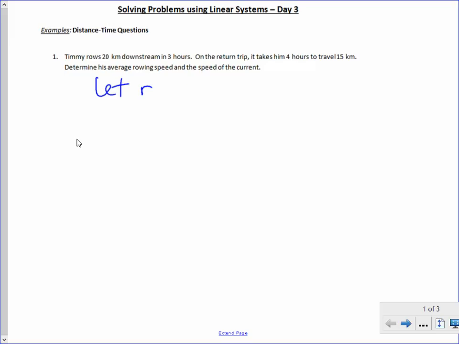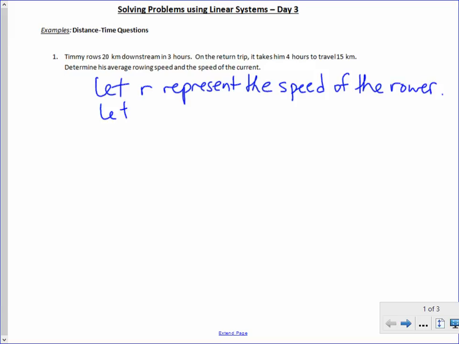Let R represent the speed of the rower, I'll say, or the boat. Okay, and let C represent the speed of the current.